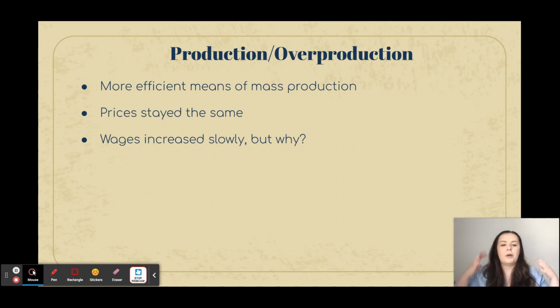So speaking of that, too many things being produced, so we call this overproduction, right? So this is caused because there's more efficient ways to produce things in factories, but we talked about the prices are staying the same so that business owners can make a stronger profit, but the wages for the workers are not increasing and keeping pace with how much is being produced. So there's not enough people to buy the things being made. So that is going to cause eventually businesses to fail.